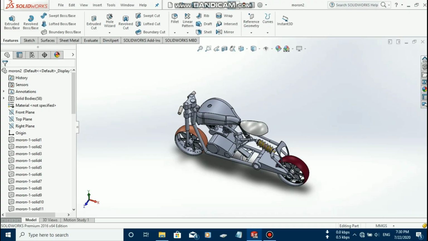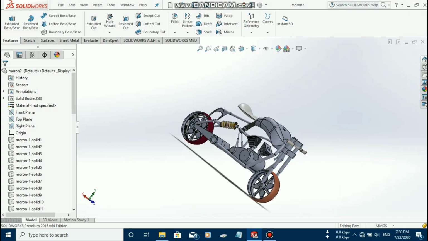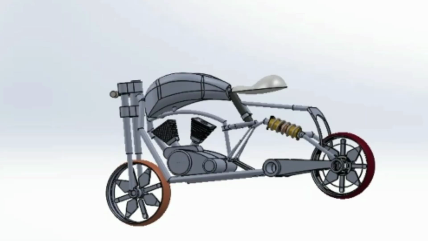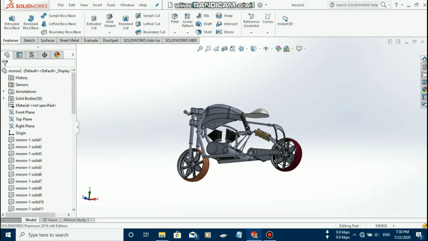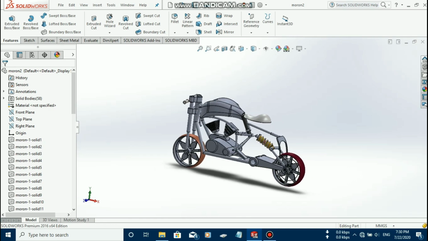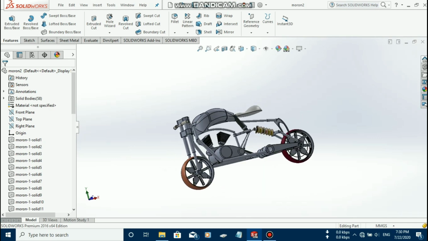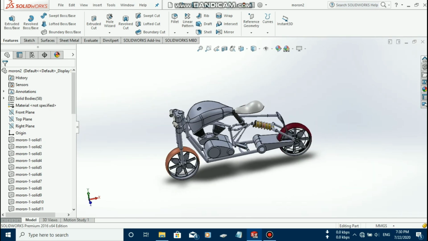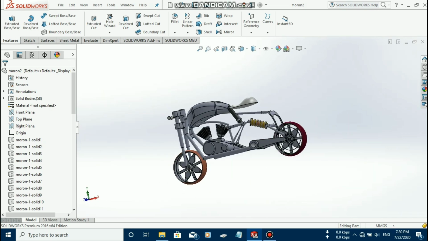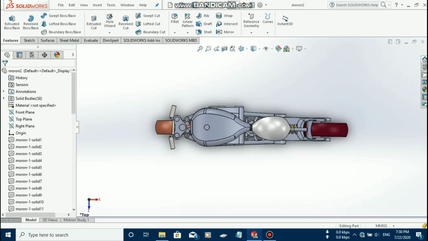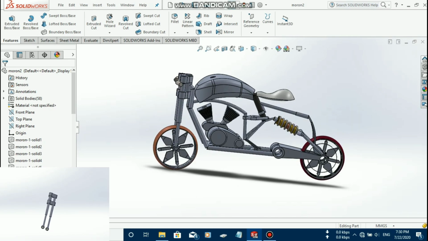This is Shub and today I'm going to show you how I made this body structure of this motorbike. Honestly, this is a very basic structure, or we can say a basic frame of this bike. There are three main portions which are basic for any bike frame: the steering, the middle of the frame, and the rear part.